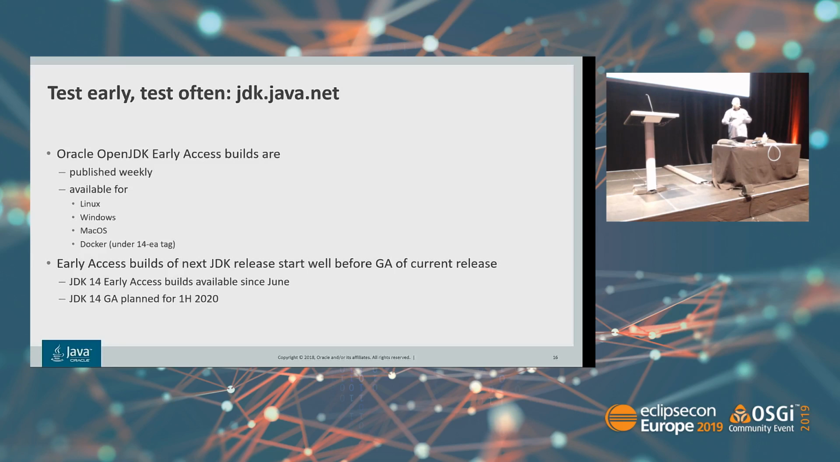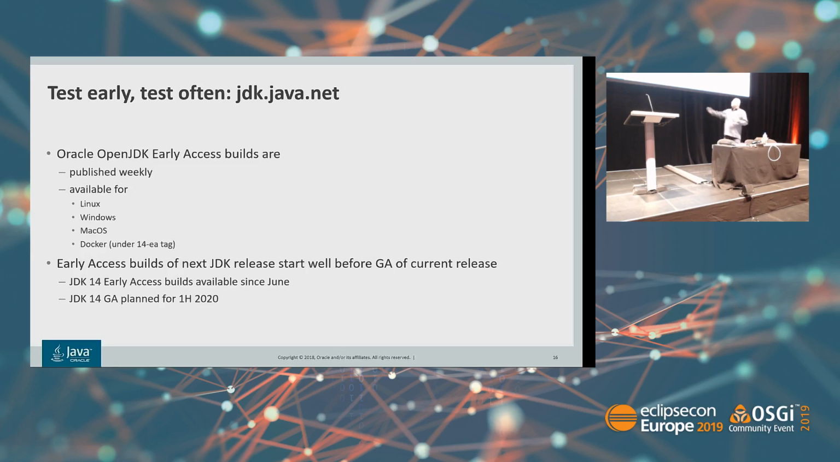You want to find out about that as soon as possible so that those dependencies have a chance to publish an update that, for example, addresses a regression, or if it's a JDK issue, we have a chance to fix that before 14 ships. That's why testing early is important.